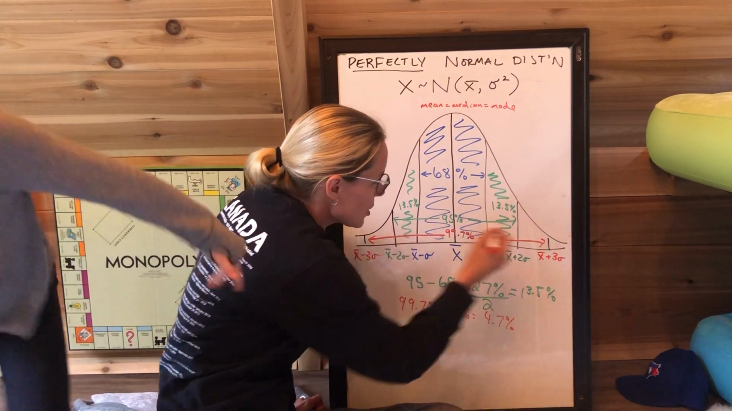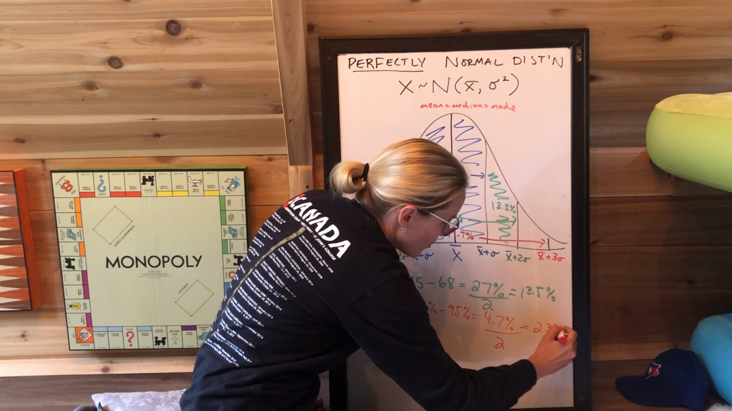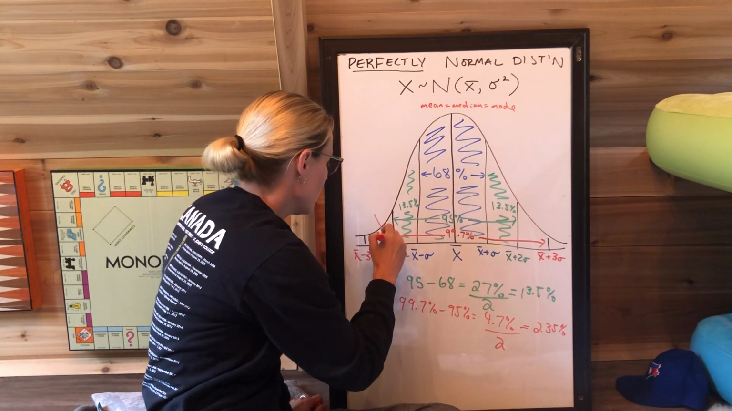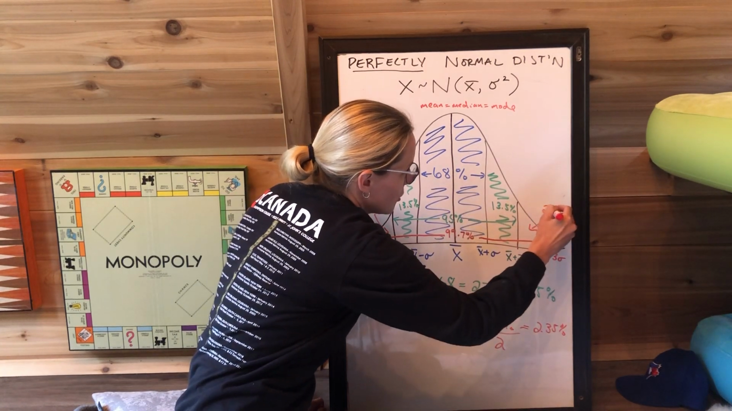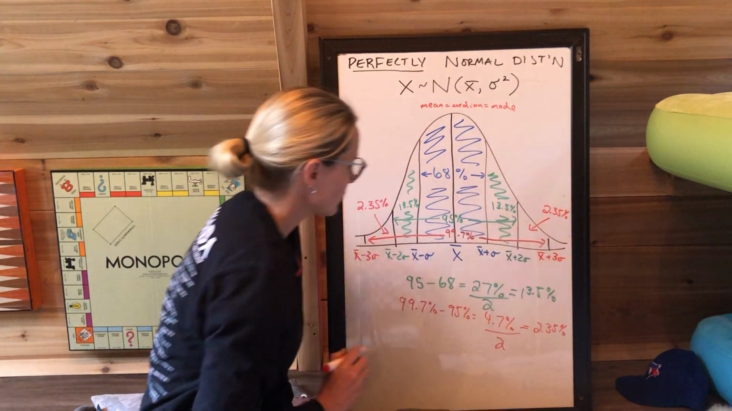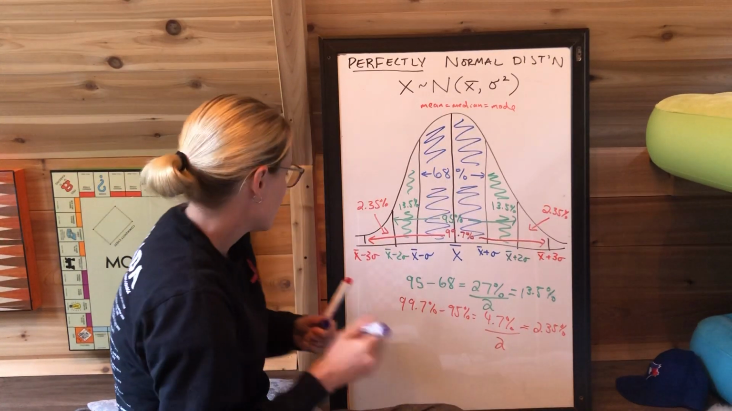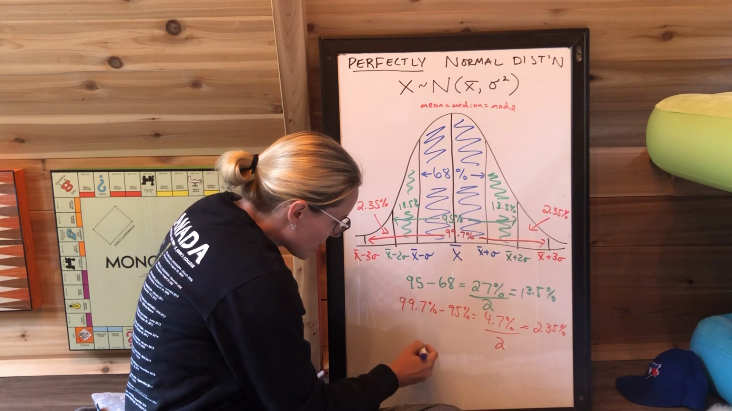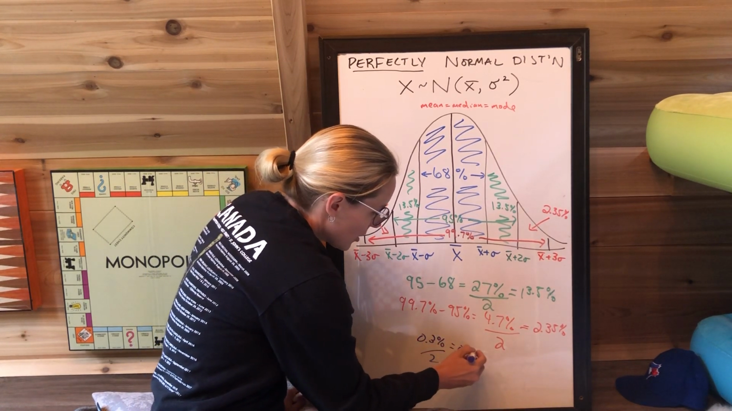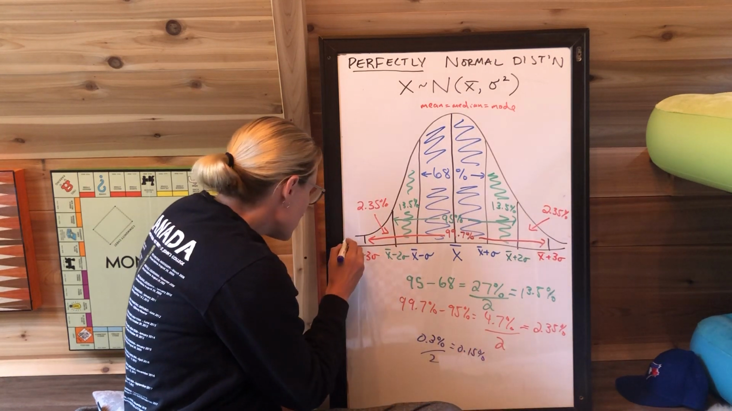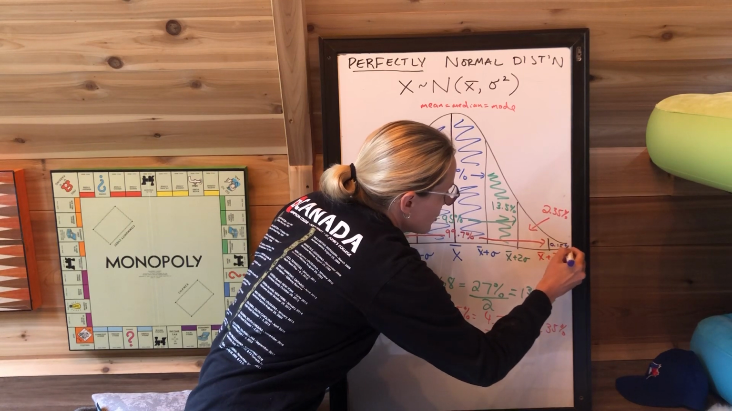Okay, so 4.7% has to fit into each of these two. Divide by 2, that gives me 2.35%. So in here, 2.35% fits. In here, 2.35% fits. Okay, so what's left over for the very last section is, we had 99.7, there's 0.3% left. Divide that by 2. That means in this little part, there's 0.15%. In this little part, there's 0.15%.